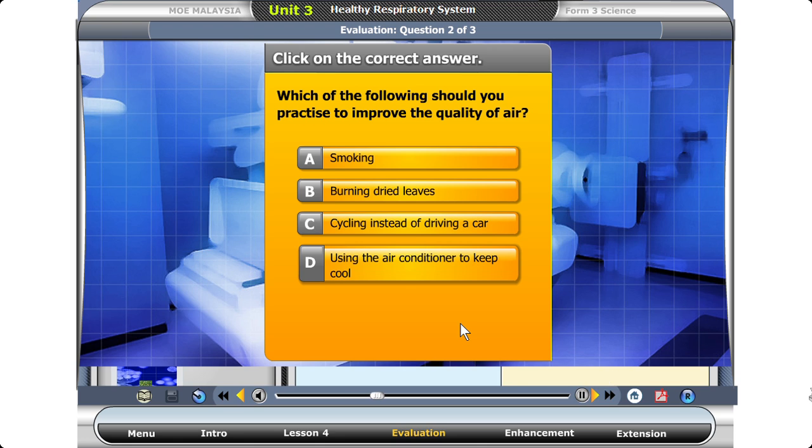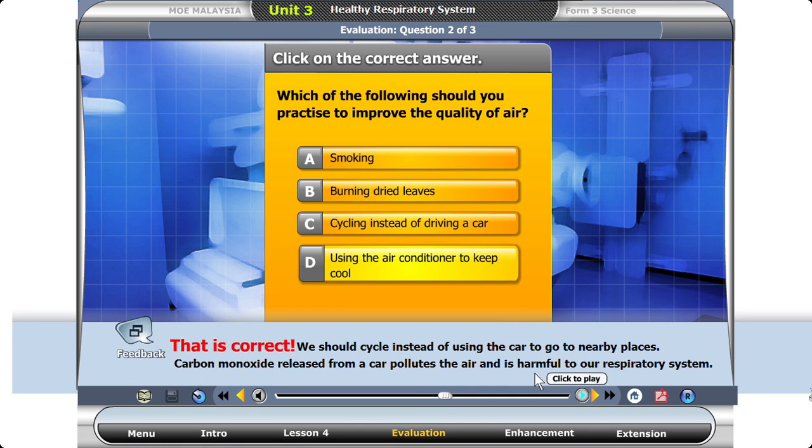Click on the correct answer. Which of the following should you practice to improve the quality of air? That's correct. We should cycle instead of using the car to go to nearby places.